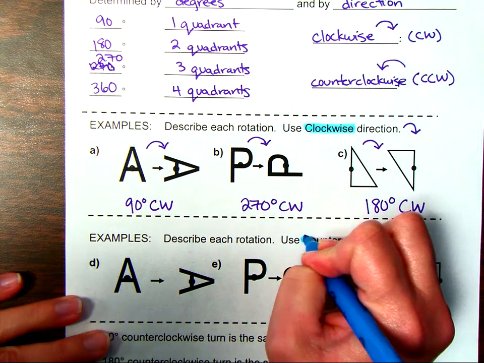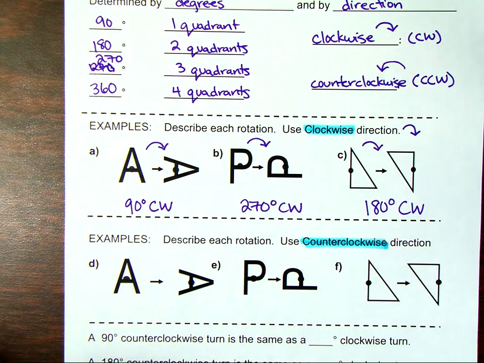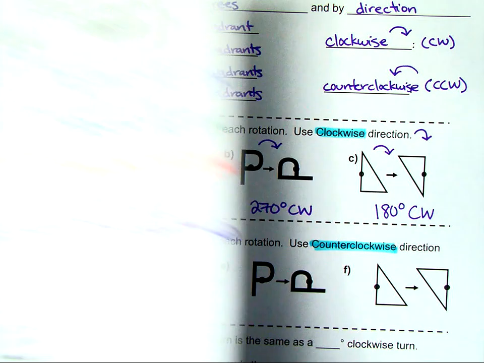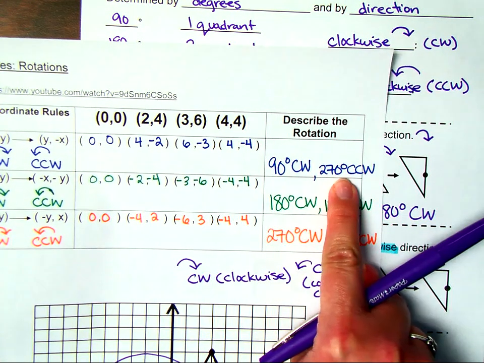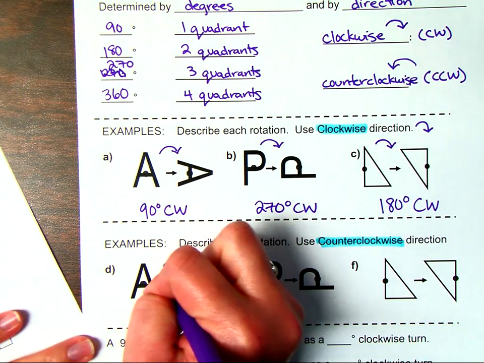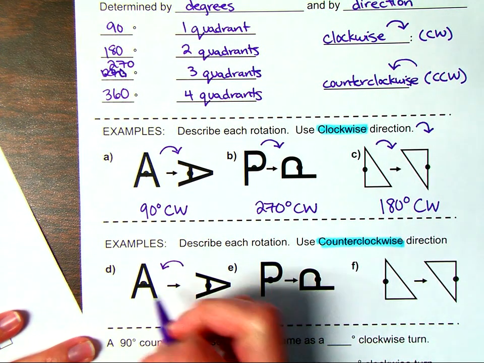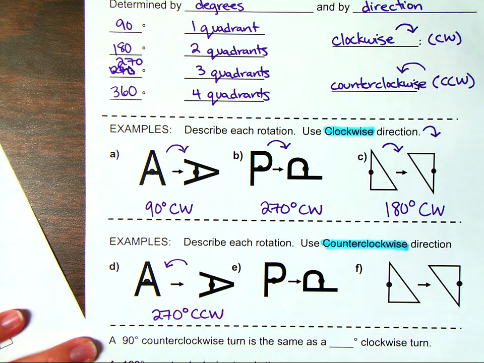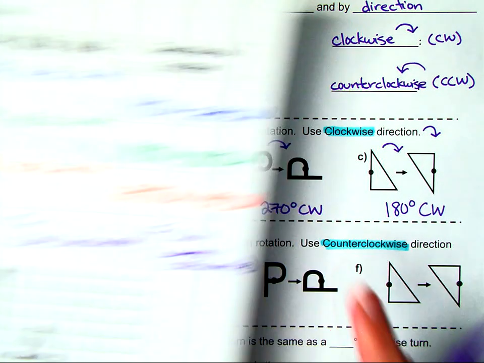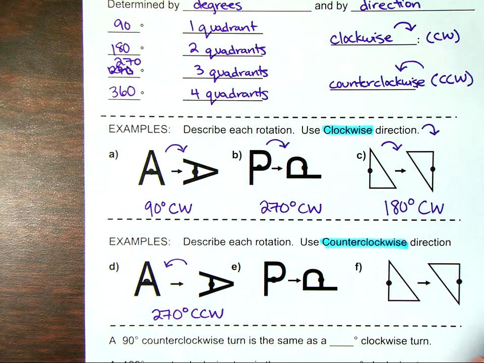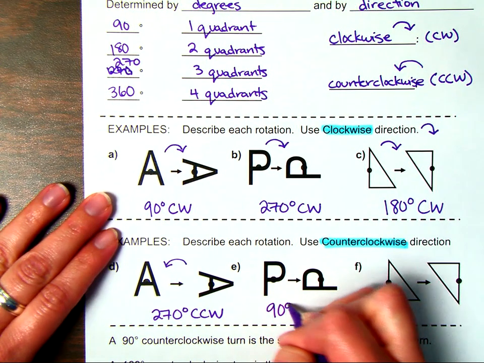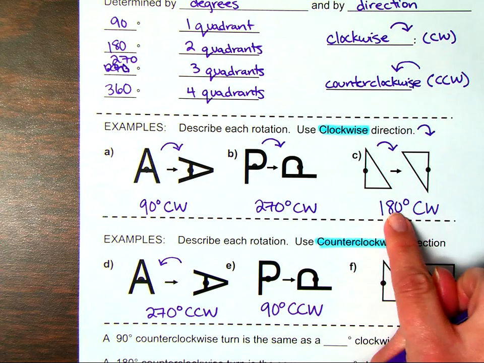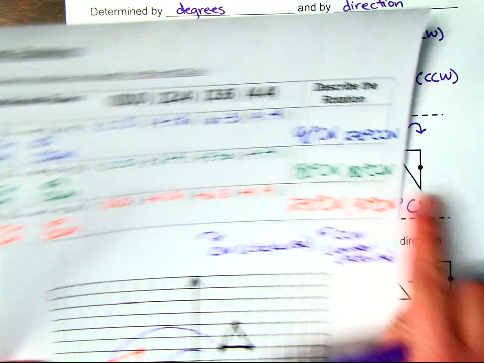Well, here we have the same exact pictures if you see them, but now they're counterclockwise. Well, remember, 90 degrees clockwise is the same thing as 270 degrees counterclockwise. So if I were to rotate this letter A 3 times to the left, it would be 270 degrees counterclockwise. 270 degrees clockwise is the same thing as 90 degrees counterclockwise. So you've got to be careful with the direction that they want. And then 180 clockwise is the same as 180 counterclockwise.